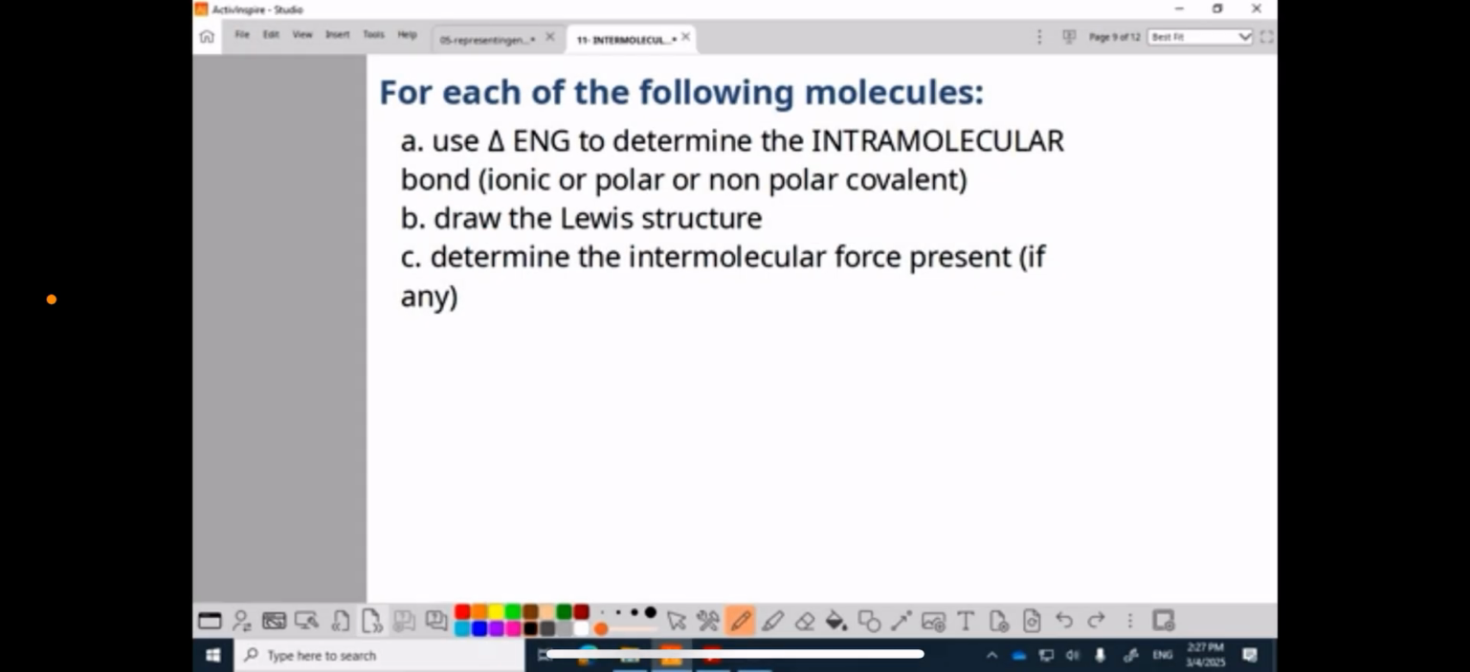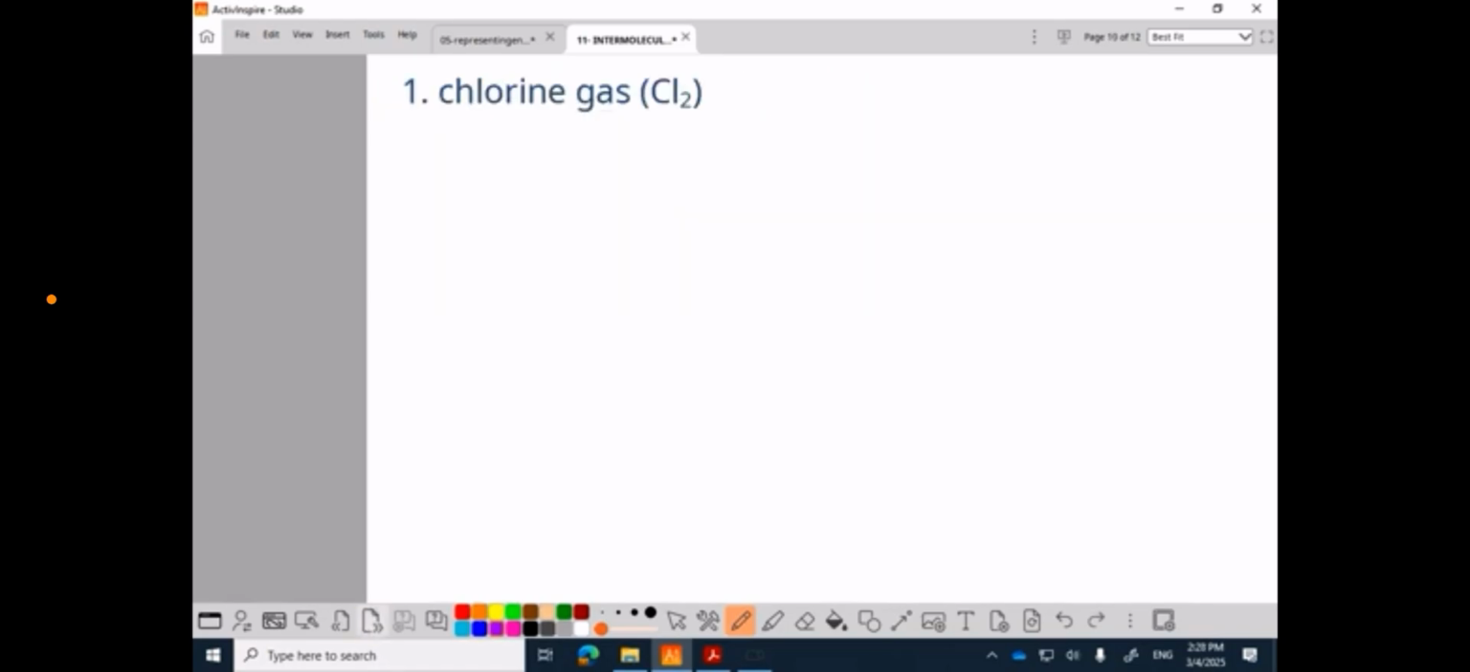Okay, so this would be a typical type of question. Use change in electronegativity to determine the intramolecular bond. Again, ionic, yes, you can do that, and then that helps you decide what kind of Lewis structure to draw. But for ionic, there would be no part C. Okay, so we're going to do three examples. We're going to do a nonpolar, a polar dipole, and a polar hydrogen bonding, no ionic. Okay, so chlorine gas is two chlorine atoms.